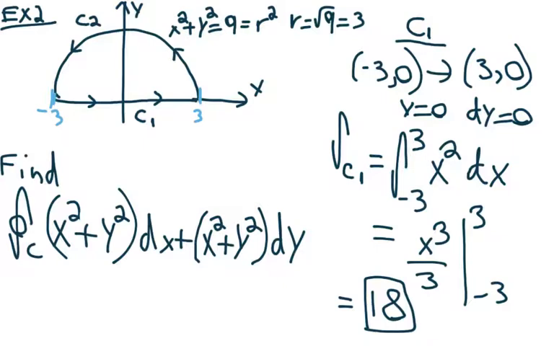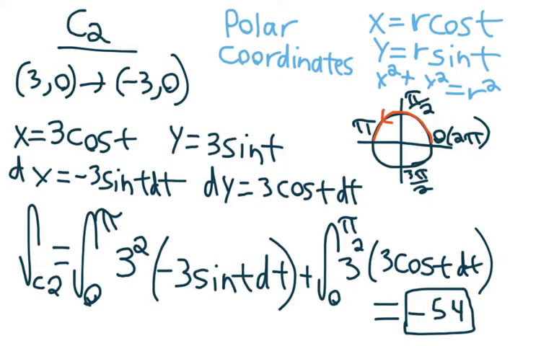Now we need to do the line integral, but for C2. C2, however, is half of a circle. When we are looking at circles, we generally want to change it into polar coordinates. When using polar coordinates, we are going to replace the x by r cos t, the y by r sin t. So if we have x squared plus y squared, well then that would give us r squared cos squared t plus r squared sin squared t, which is simply just r squared.